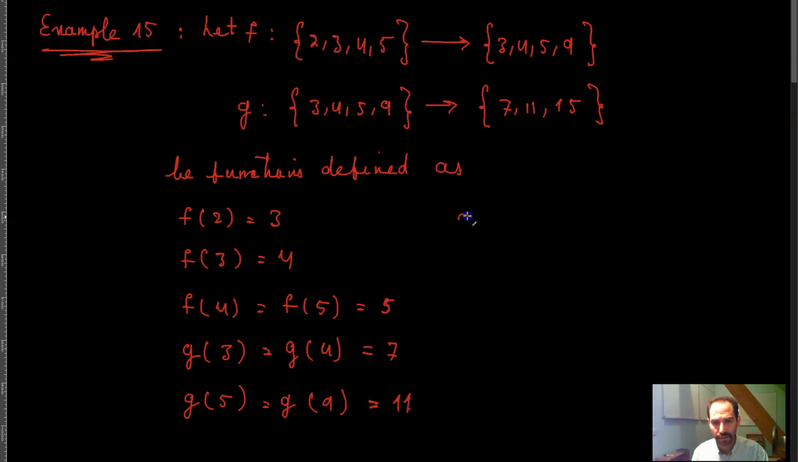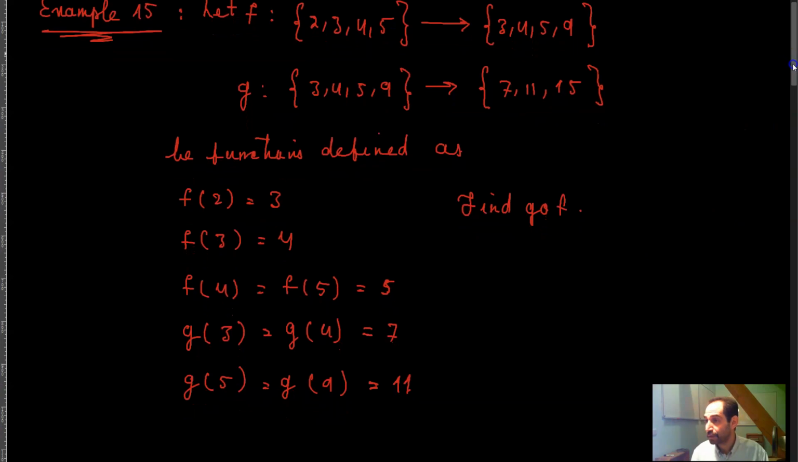You want to find g o f, right? So we have this function over here, the function f. This is the domain, this is the codomain: 2, 3, 4, 5 and 3, 4, 5, 9. And g is another function, with domain 3, 4, 5, 9 and codomain 7, 11, and 15. The functions are defined as follows: f of 2 is equal to 3, and so on and so forth. Now you want to find g o f. So how do you do that?